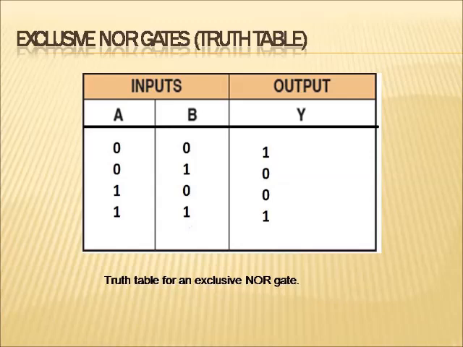So here you can see the truth table for an exclusive NOR gate. In the case of an exclusive NOR gate, it produces 1 for even number of ones. So you can see that 0 0 it produces a 1, and 1 1 also it produces 1. So for even number of ones it produces 1.